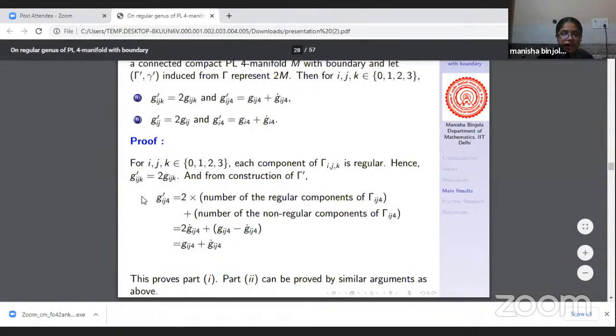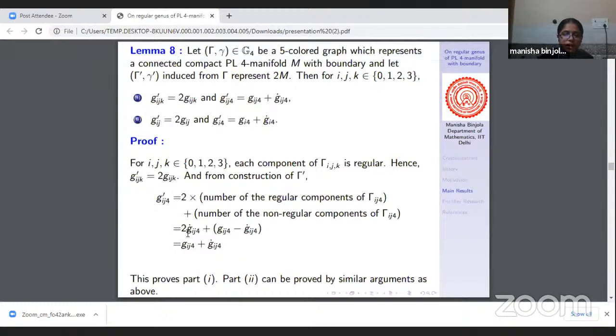So G dash ijk, for ijk from this set, it becomes twice of Gij. And now G dash ij4 equals twice of the number of regular components plus the number of non-regular components, what I just told. Now twice the number of regular components means the interior one. So G dot ij4, this notation I have defined, and the non-regular component is G bar, which is nothing but the number of all the components minus the number of regular components. Okay? So we get our result. And similarly, we can get this other part also.